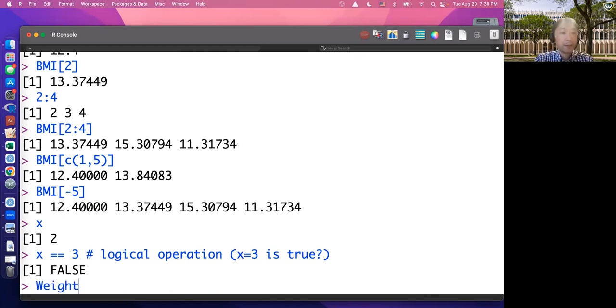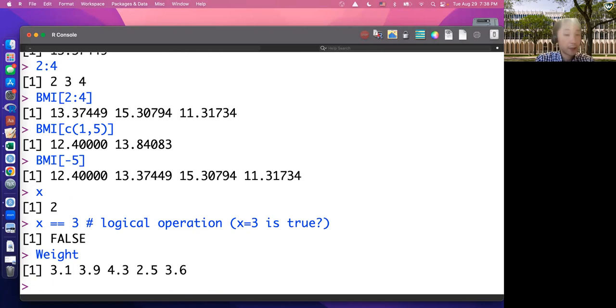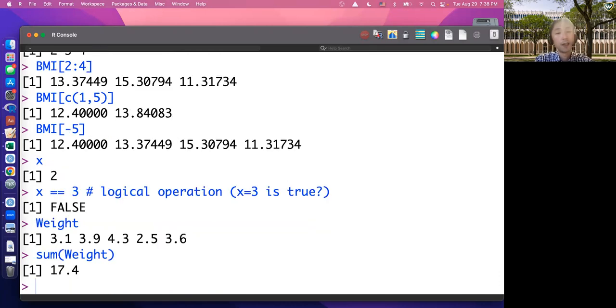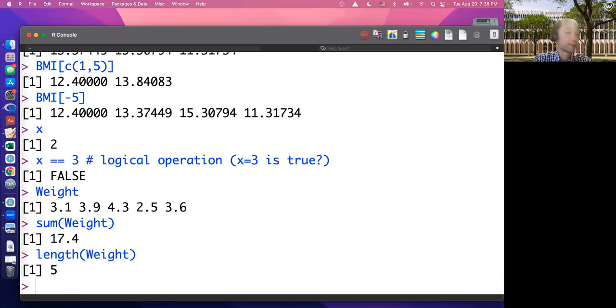Okay, so now maybe once again, the weight, we have 5 numbers. If we want to take summation of these 5 numbers, then we can do this. So some functions work on a vector, not just a number. Summation, and the length of weight. We have 5 elements, so 5. So it's almost obvious, but if we have so many observations and we cannot really see all observations on screen, then this is a useful function.